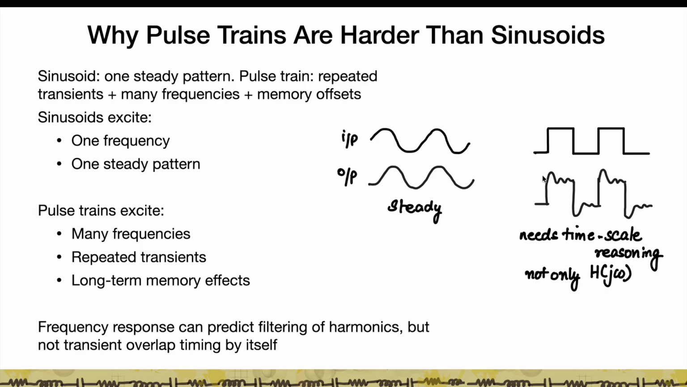Now this slide compares sinusoids and pulse trains. A sinusoid excites one frequency and tends to lead to a steady pattern. Pulse trains, on the other hand, excite many frequencies, but more importantly, they repeatedly excite transients. Frequency response can tell you how harmonics are filtered. Yes, but it does not automatically tell you how quickly transients die relative to the pulse timing. That is an event-based timescale reasoning we are emphasizing more.